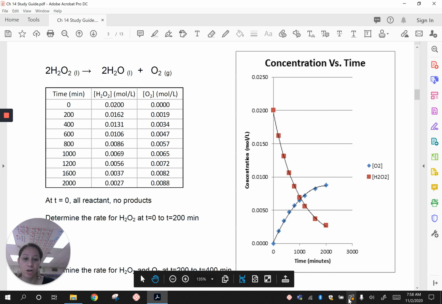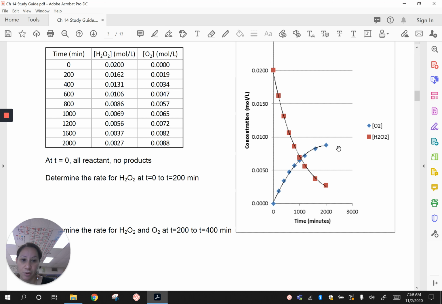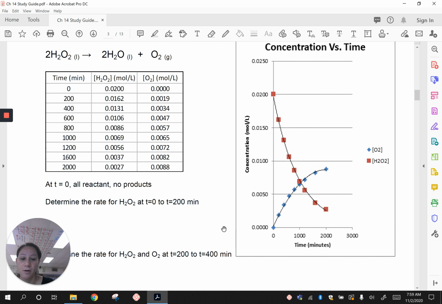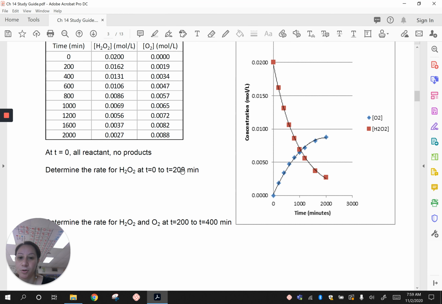If we graph concentration versus time, you will see that your hydrogen peroxide, which is in red here, starts high and decreases as time goes by. And then the product, which is the oxygen here, starts at 0 and then it increases over time. So at time equals 0, you start out with all reactants and 0 products, which makes sense. Let's look at what happens to the rate from time equals 0 to time equals 200 minutes. So let's say we want to determine the rate from 0 to 200 minutes.